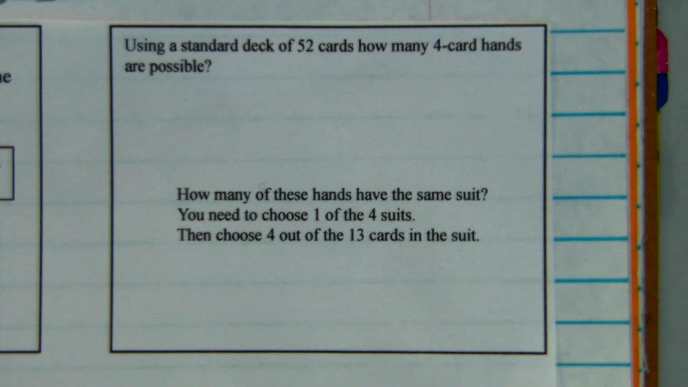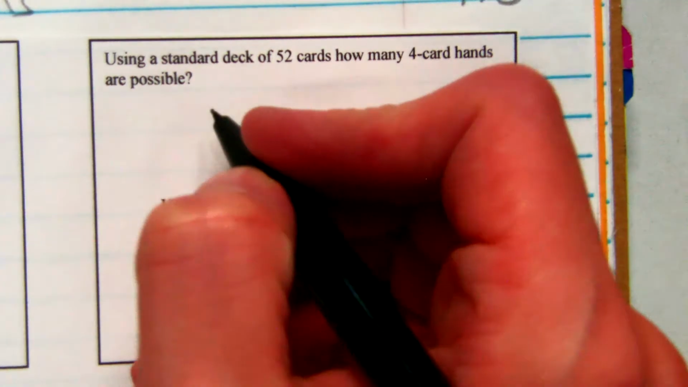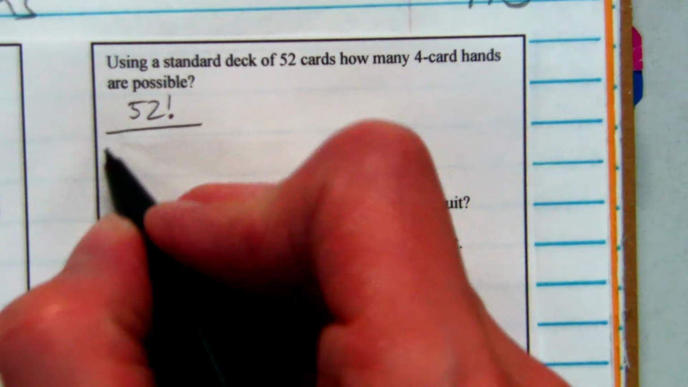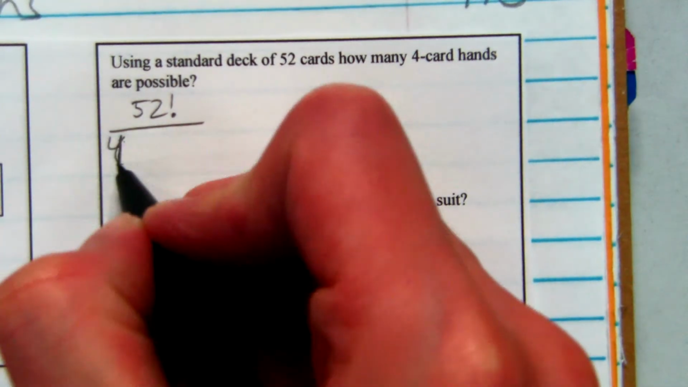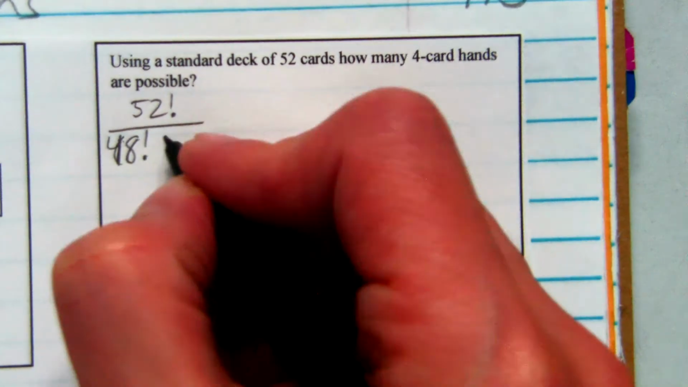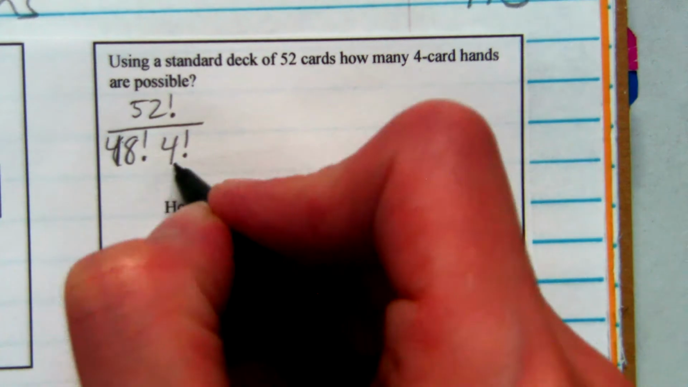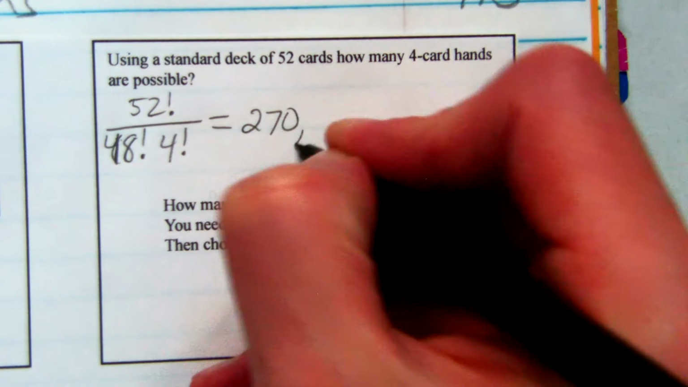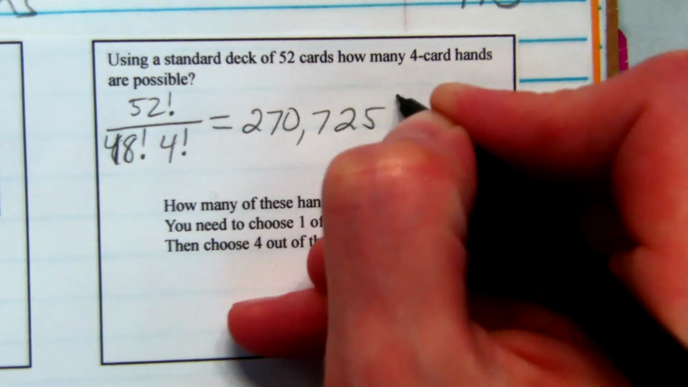And so if you're using the regular formula, since there's 52 cards, you do 52 factorial over 52 minus 4, which is 48 factorial. I'll just go ahead and write that. 48 factorial and 4 factorial. So these two numbers add up to 52. And if you put that into your calculator, you'll get 270,725.